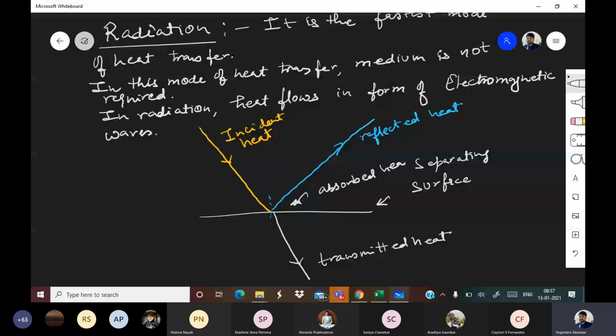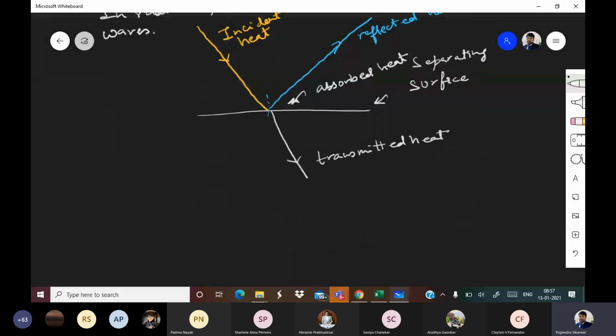So basically, whenever heat is incident at some surface, three phenomena may occur. Number one, reflection. Number two, absorption. And number three, transmission.